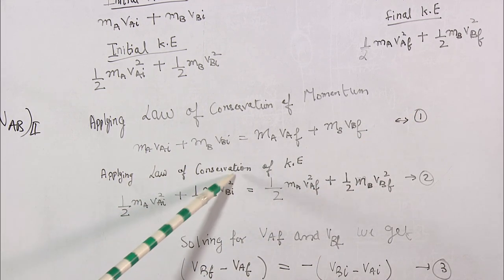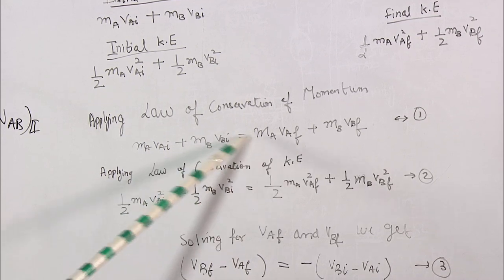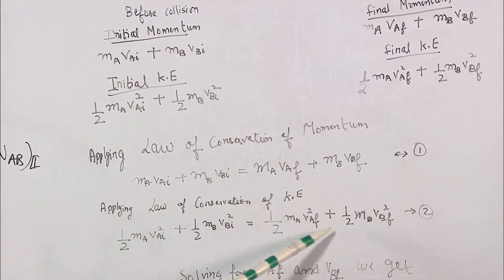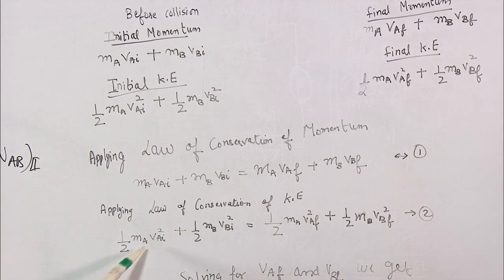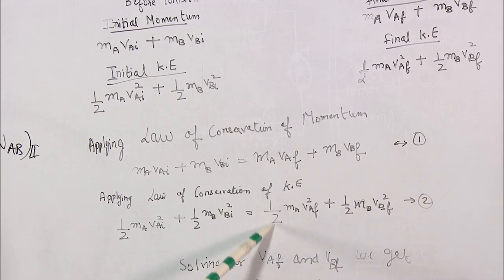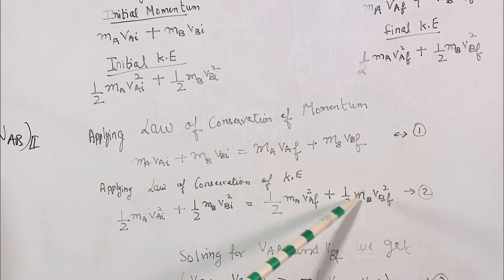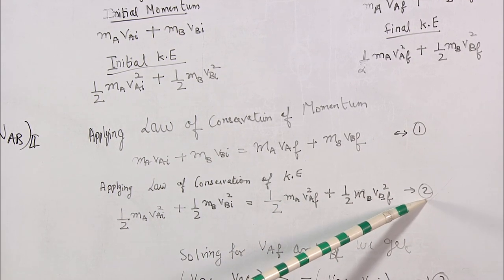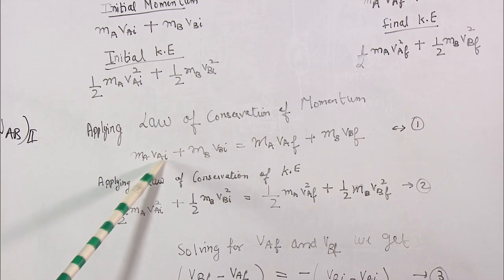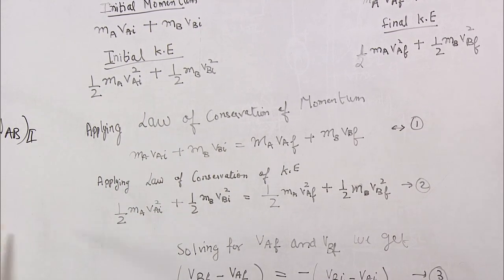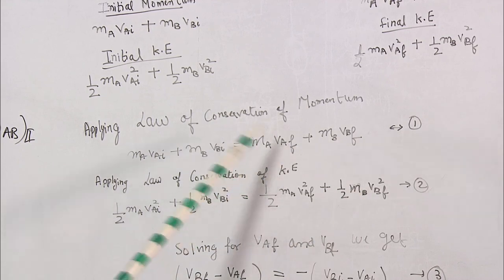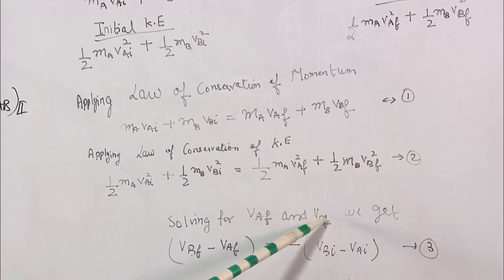Applying the law of conservation of kinetic energy, this means the kinetic energy of the whole system remains conserved. The initial kinetic energy should be equal to the final kinetic energy: half MA VAI squared plus half MB VBI squared is equal to half MA VAF squared plus half MB VBF squared, which is equation 2. Here, VAI and VBI are both known quantities. The only unknown quantities are VAF and VBF, so we have to solve these two equations for VAF and VBF.